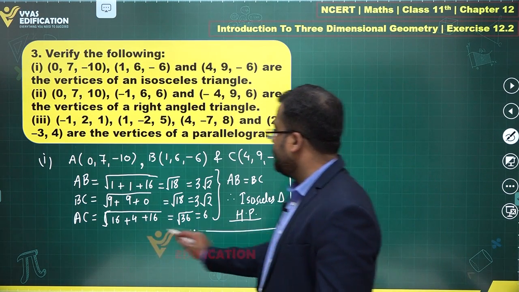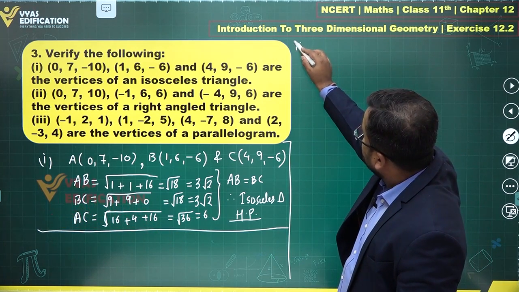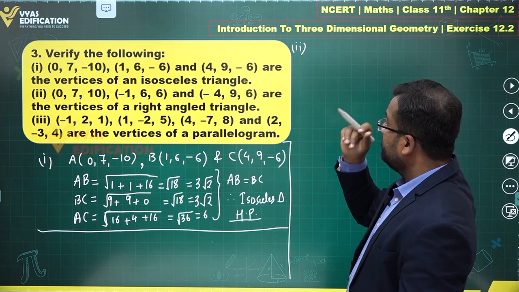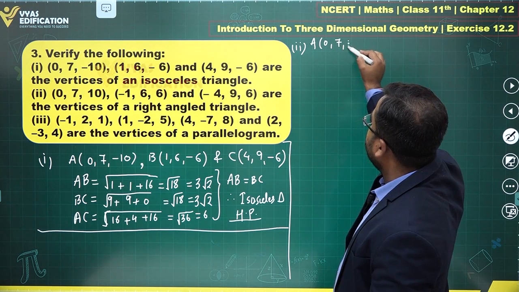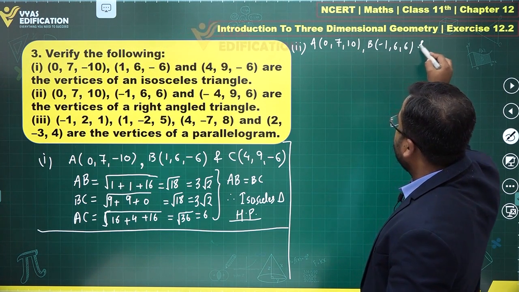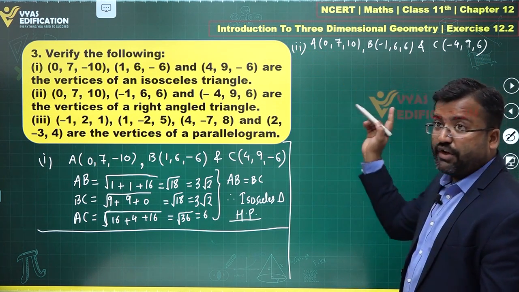Let's take a look at the second part over here. We need to prove these are the vertices of a right angle triangle. Let's focus on that. So we are given A, which is (0, 7, 10). We are given B, which is (-1, 6, 6). And we are given C, which is (-4, 9, 6). This is what you have, right?